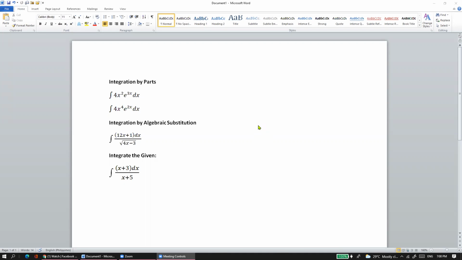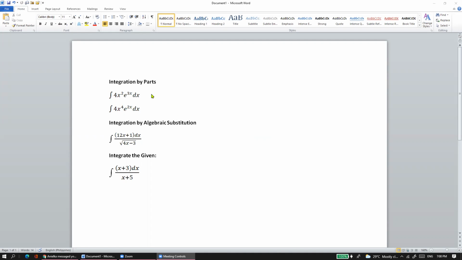So unahin natin yung integration by parts bilang simula ng ating lecture at ng ating discussion this evening. So yung una, we have integration by parts and I prepared actually two integration problems. At yung una, we have the integral of 4x squared e to the 3x dx. And we have to determine the integral of our given problem.